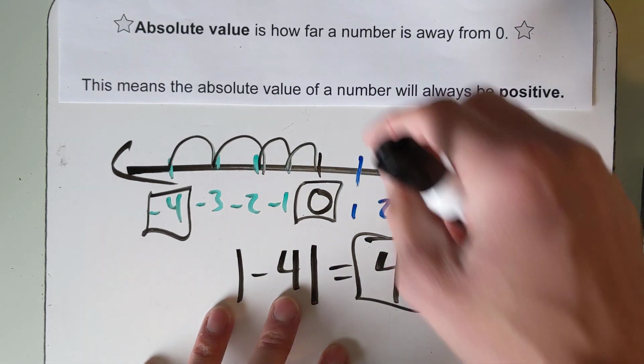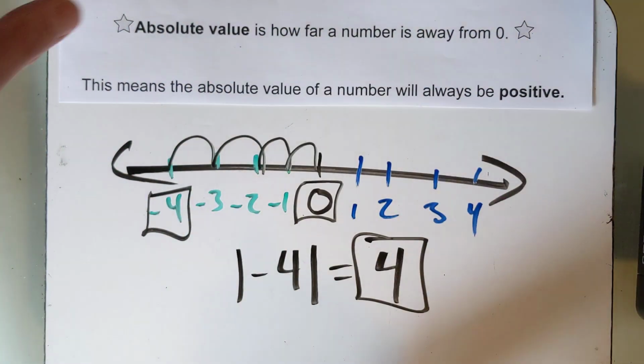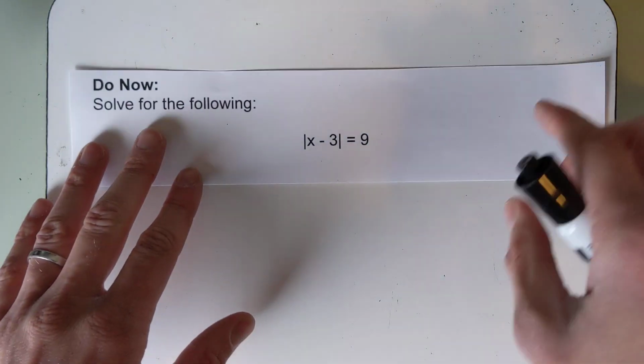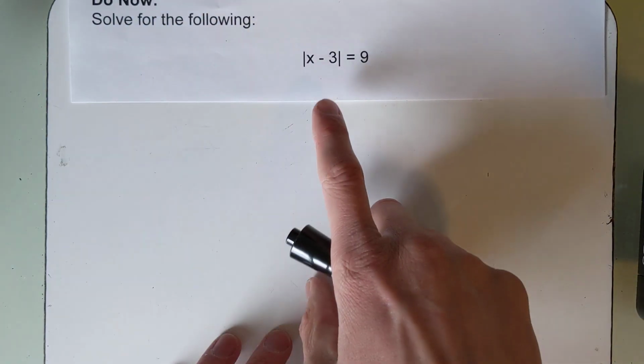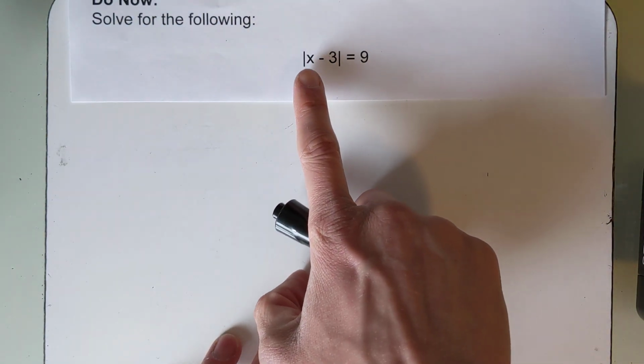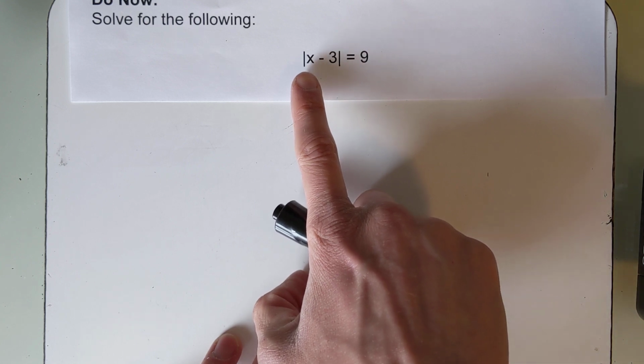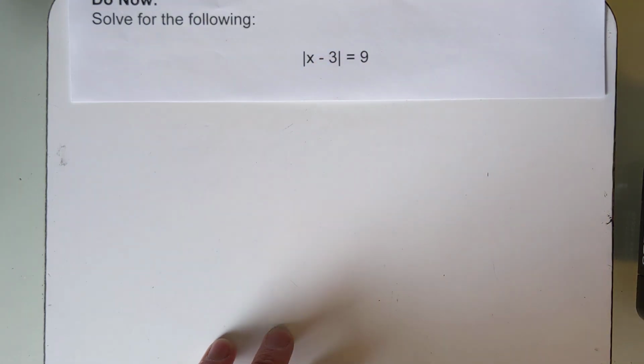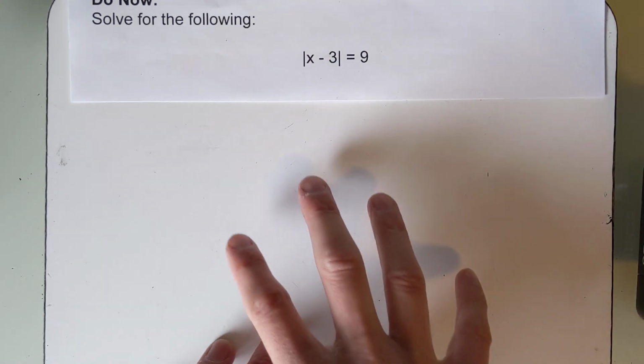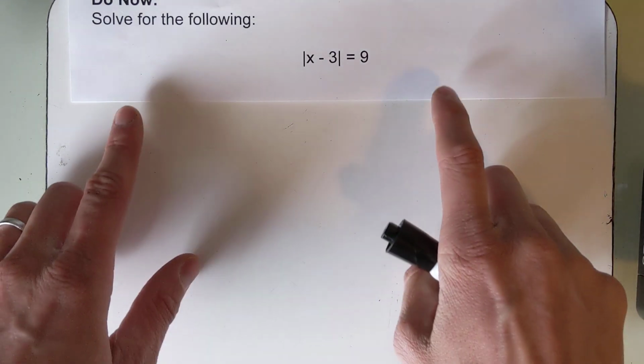So for our equation, let's go back to our do now very quickly here. Let's just erase this. Looking back at this question, this x, the variable, could represent a negative number or a positive number, which is why we have 2 possible answers here. One answer is going to be negative and one answer is going to be positive.